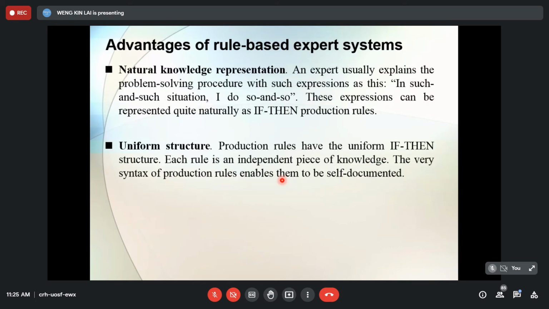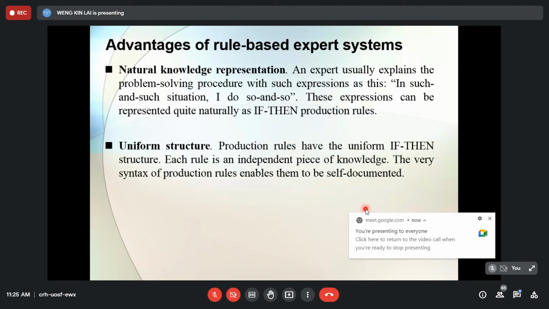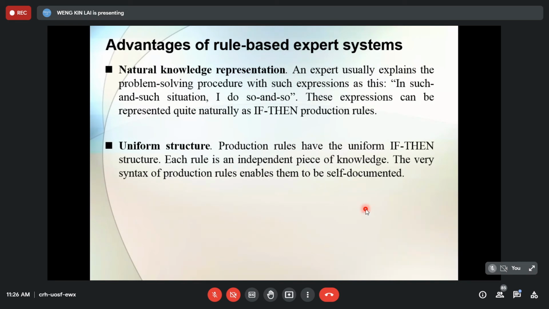What are the advantages of the rule-based expert system? Now, I think we're coming to the end of this topic. Clearly, as some of you pointed out, it's a very natural way of knowledge representation. Because an expert usually explains the problem-solving procedure with such expressions as: in such and such a situation, I do so and so. So if you interview an expert, you can capture the expert's knowledge into this sort of rules.